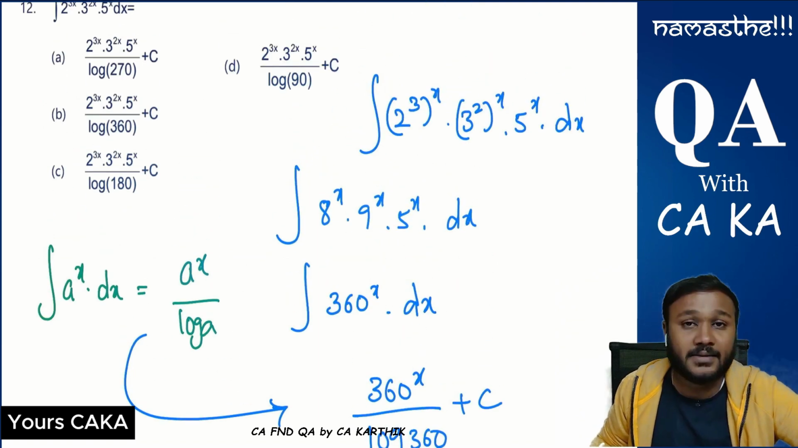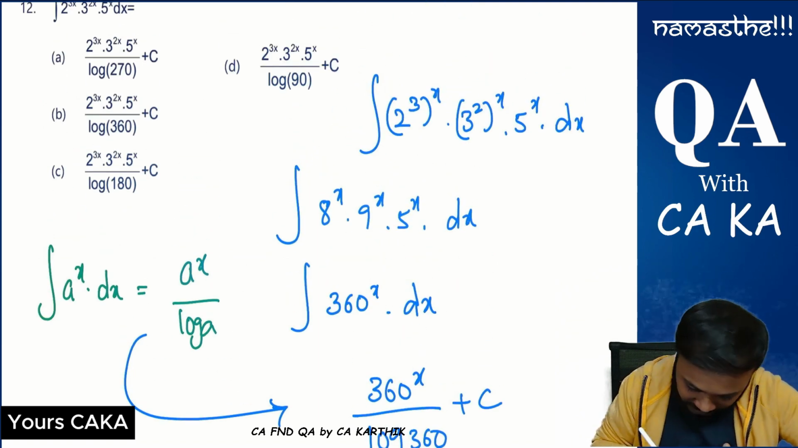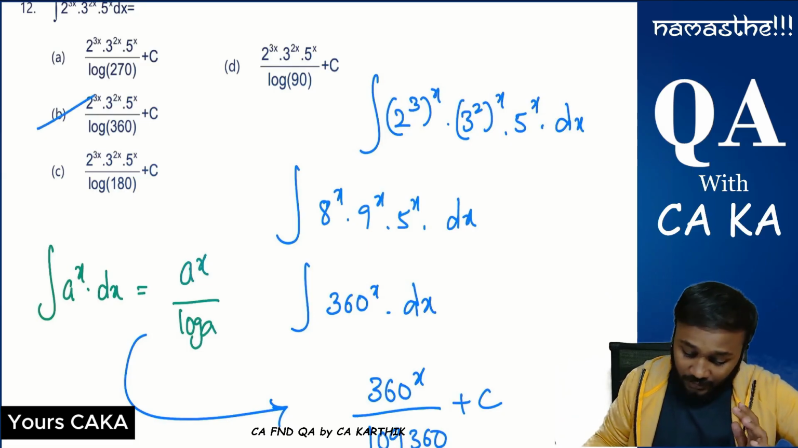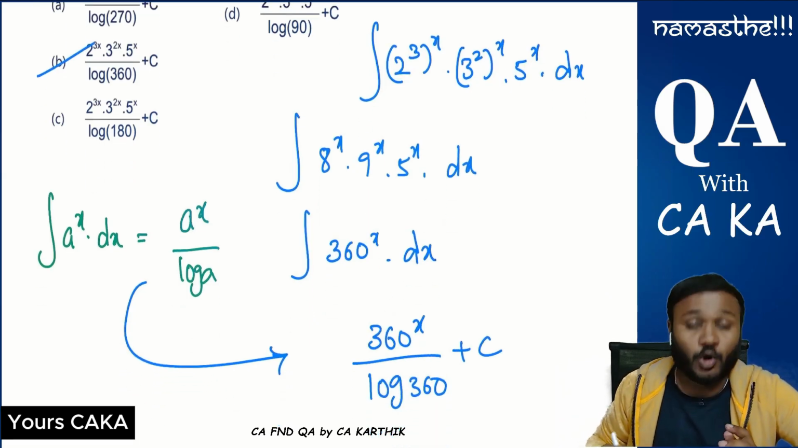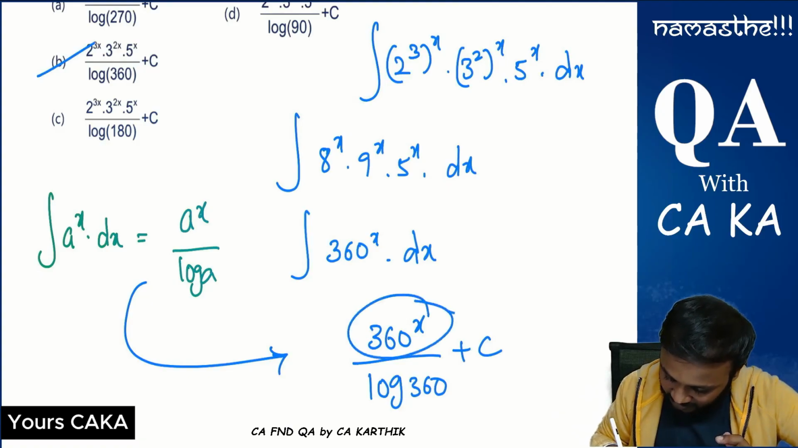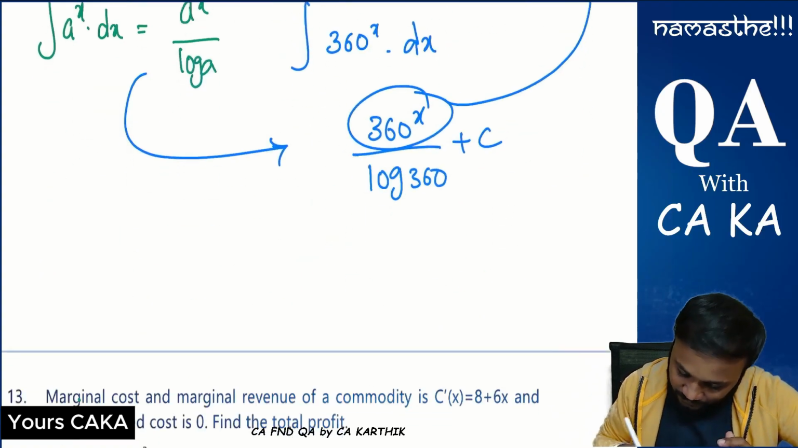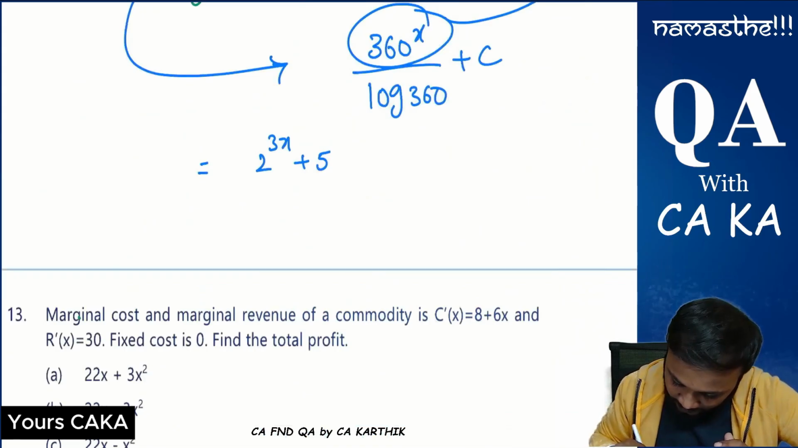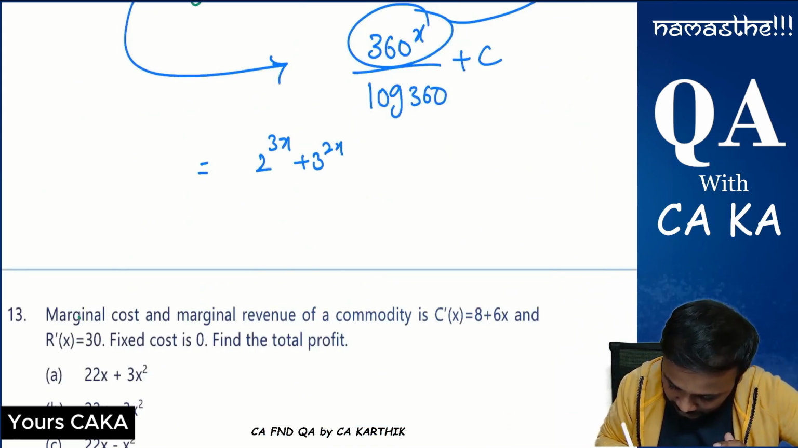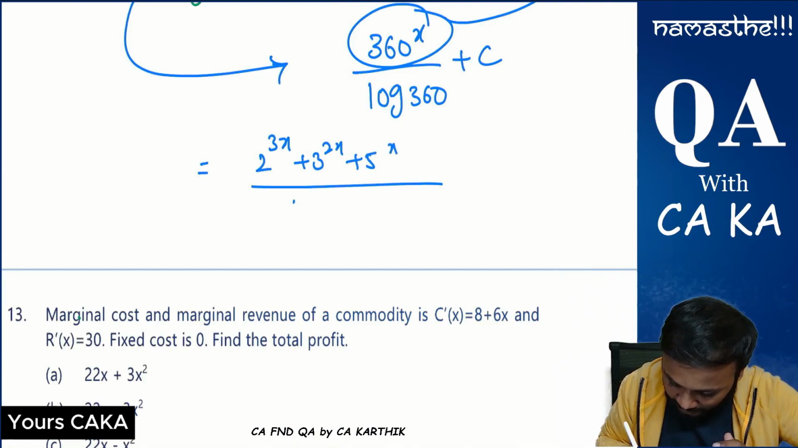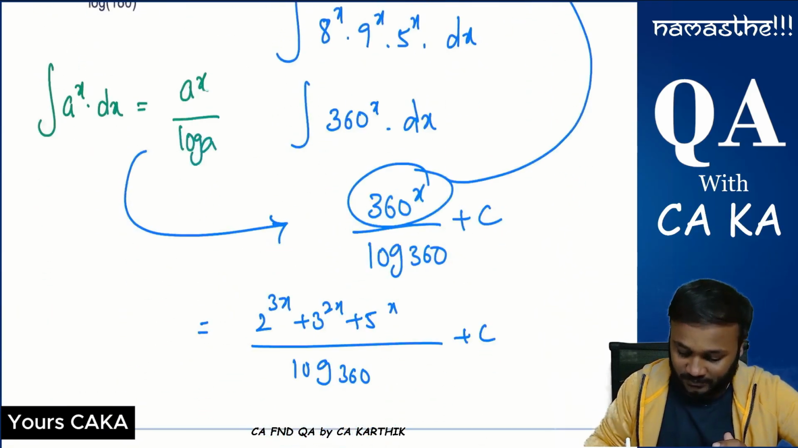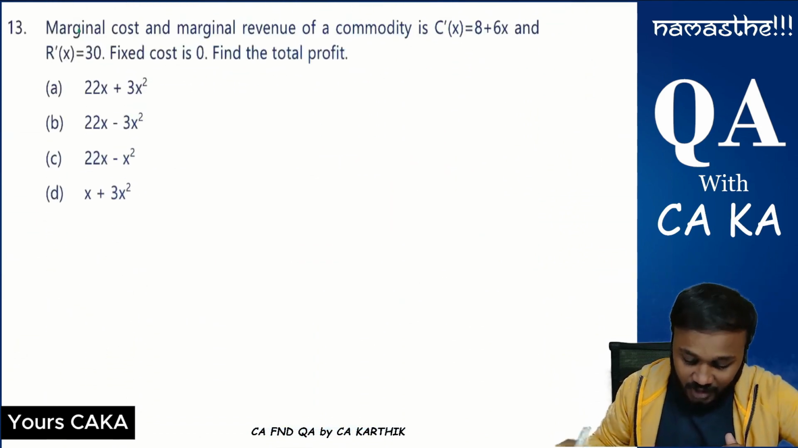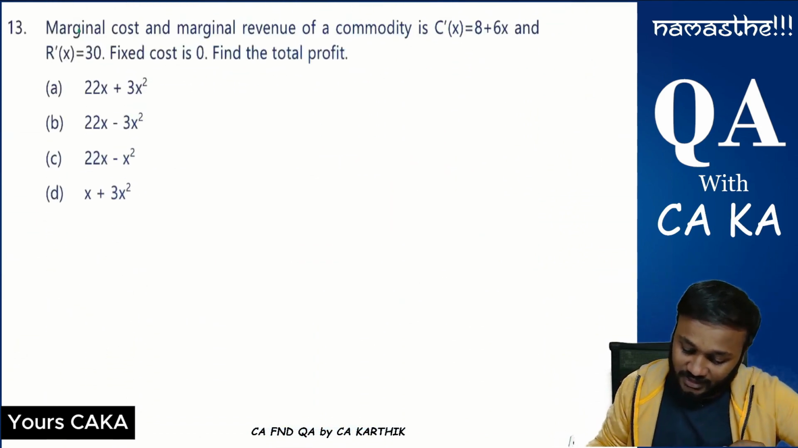If you look at the answers, nothing is matching exactly. Log 360 is the only one matching, so straight away you can stick with it. But if you have doubt, this 360 power x can also be written as 2 power 3x plus 3 power 2x plus 5 power x, by log 360 plus c. Is it matching? Done.